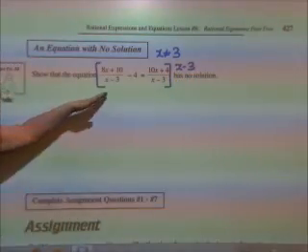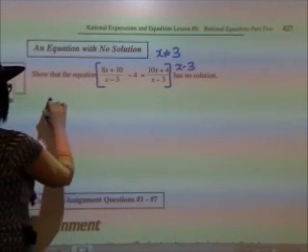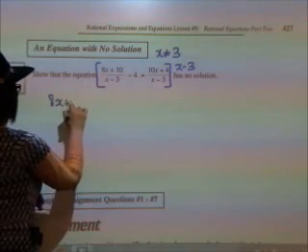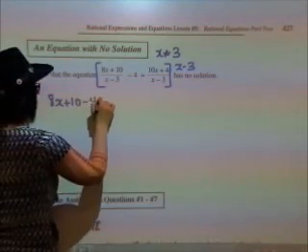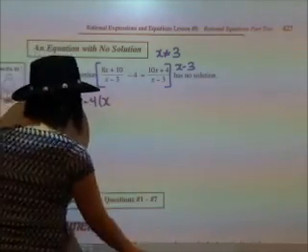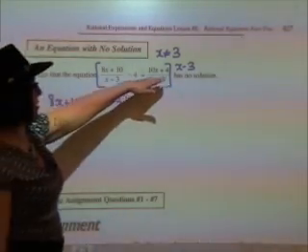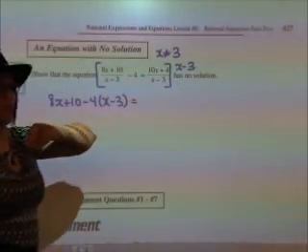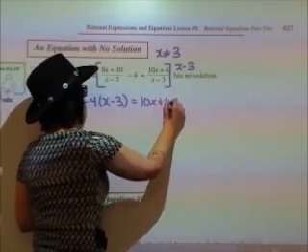So when I multiply the first term by x minus 3, it cancels the denominator out, leaving me with an 8x plus 10. And then I take that negative 4, and I have to multiply it by the x minus 3. And then the x minus 3 over the x minus 3 again would cancel, and I'd be left with 10x plus 4.